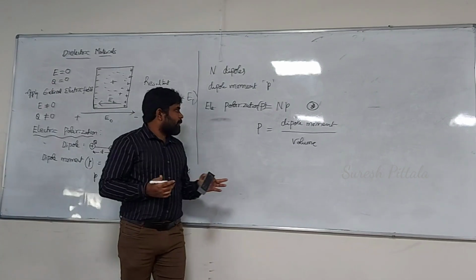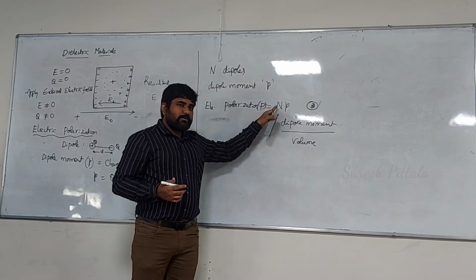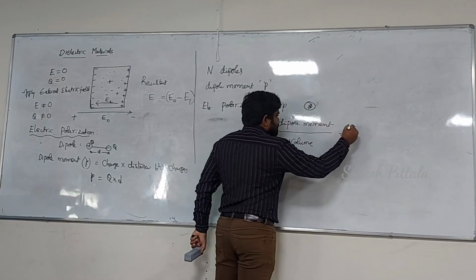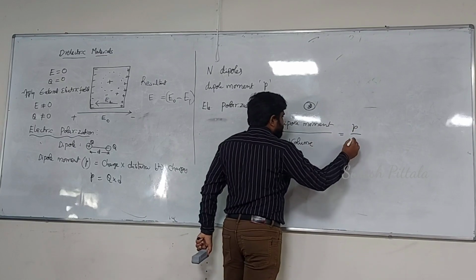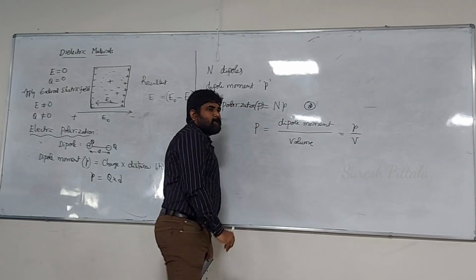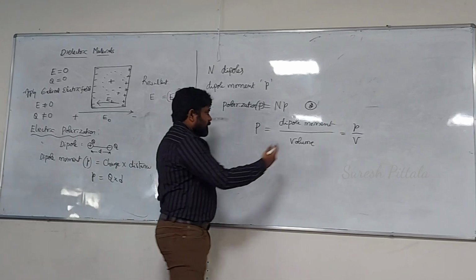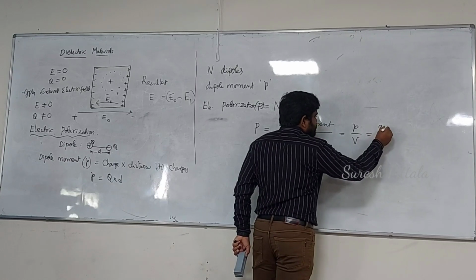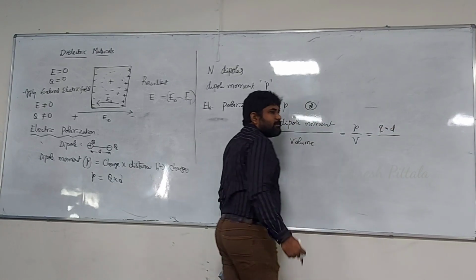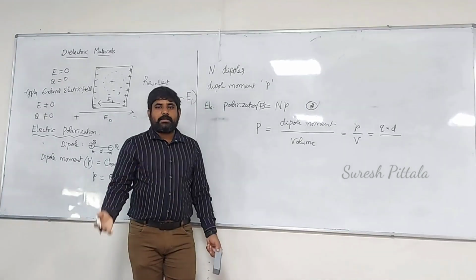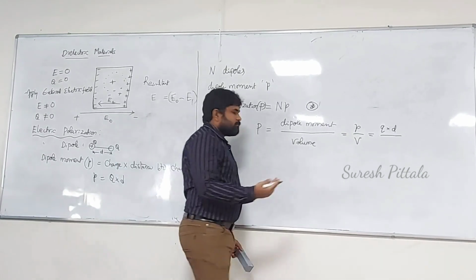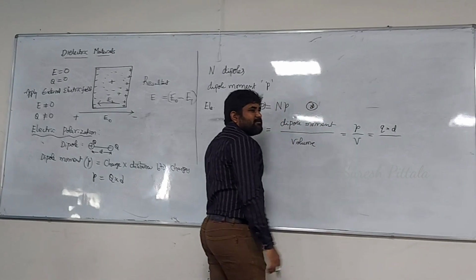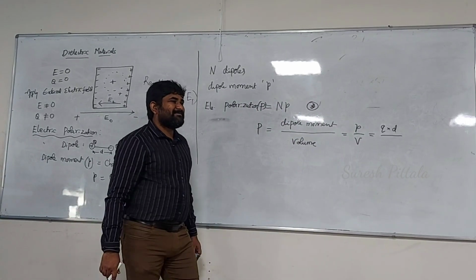Remember, here you are looking at the complete body. So it is dipole moment per unit volume. Dipole moment is small p, divided by unit volume. Let us simplify. What is the dipole moment? Q into d. Volume of a simple cube for us, take a cubic material. What would be the volume? Area into length.